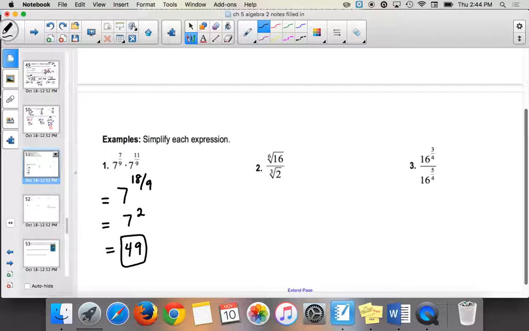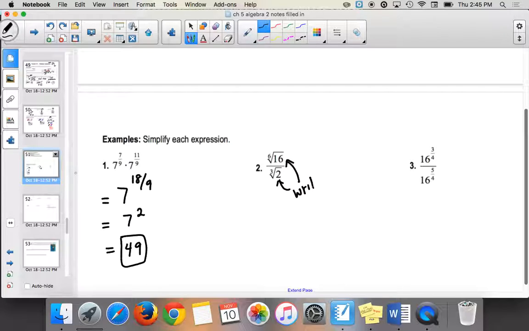So the next one, I have the 6th root of 16, and I have the cube root of 2. The 6th root of 16, it doesn't go down any further, right? And the cube root of 2, it doesn't go down any further. So it looks like it's kind of simplified already, except there's a root on the bottom. But we're actually going to do a trick here. Do you guys see how 16 and 2 could be written with the same base? Like 16 is like 2 times 2 times 2 times 2. It's 2 to the 4th. Do we see that?